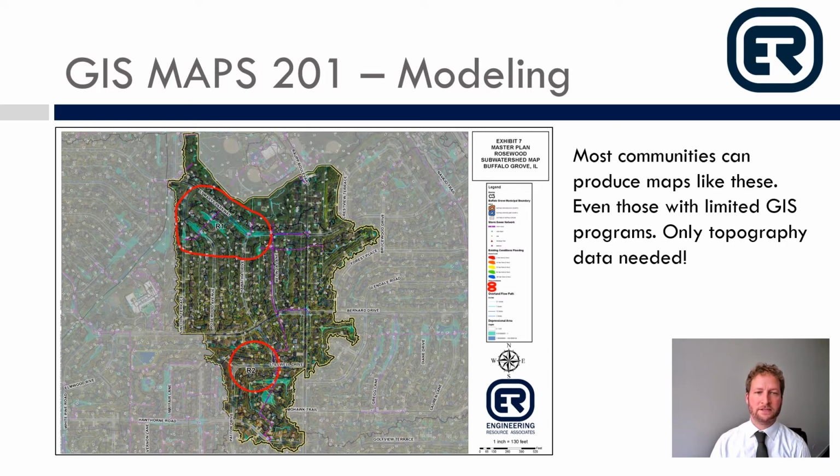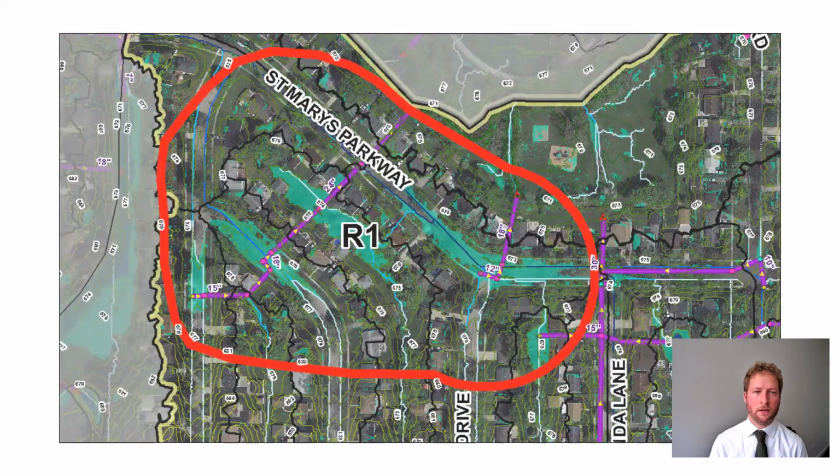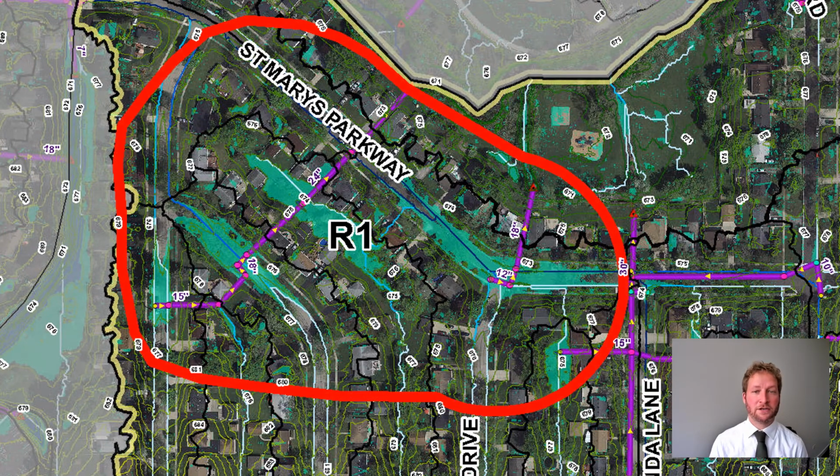Let's zoom in on problem area R1 for further discussion. Here you can more clearly see the depressional areas and numerous overland flow routes contributing to this problem area. This area had also received reports of severe and frequent flooding. Therefore, a model was created to produce recommended improvements. In this case, an existing conditions XP-SWMM 2D model was created by importing topographic and storm surge data from GIS.